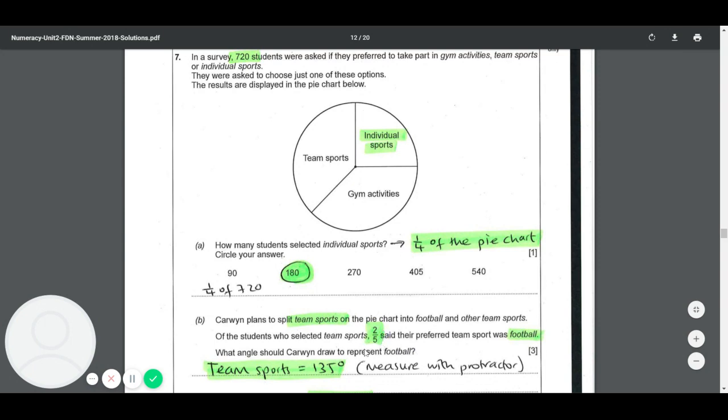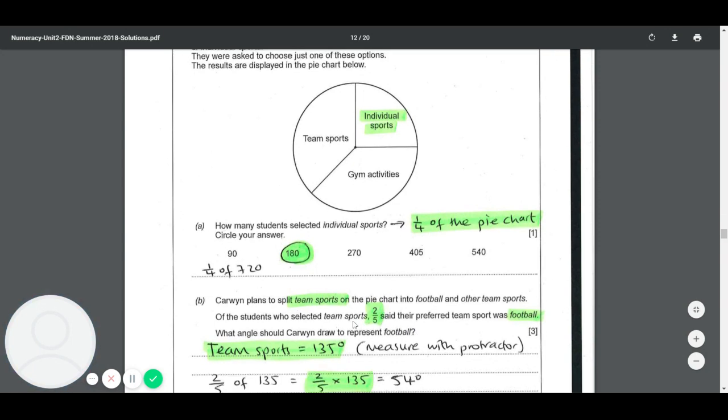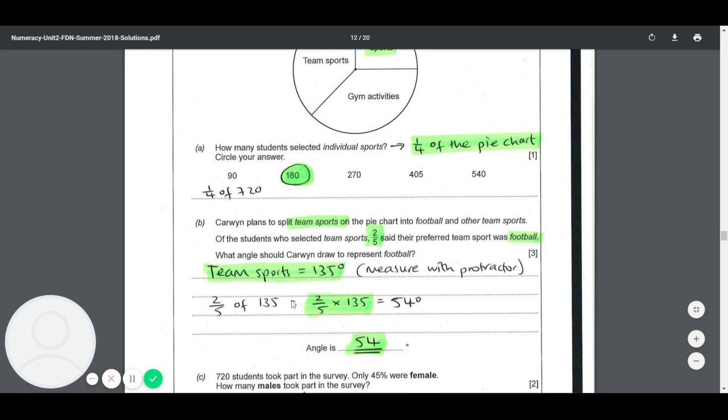And then you want to do 2/5 of 135 degrees. So 2/5 of 135 degrees. What we do with our calculator is divide by 5 and times by 2. You can do the same thing, or you can use the fraction button to just do 2/5 times 135. Either way, you're going to get 54 degrees.